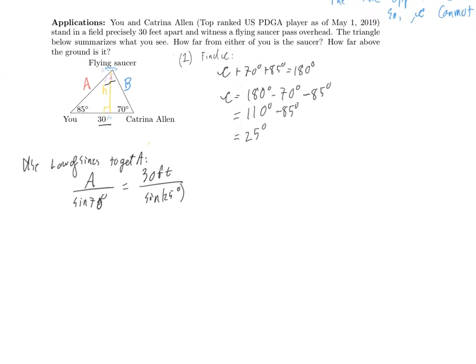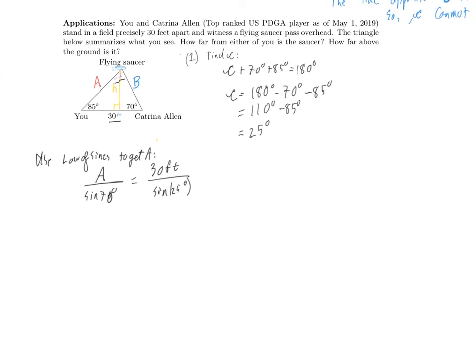I can solve that for A. I just need to multiply both sides by sine of 70 degrees. A equals 30 times sine of 70 degrees all over sine of 25 degrees. And that's not something that you can compute by hand. I don't know the sine of 70 degrees. I don't know the sine of 25 degrees. But I can use a computer to get approximations. So let's do exactly that.